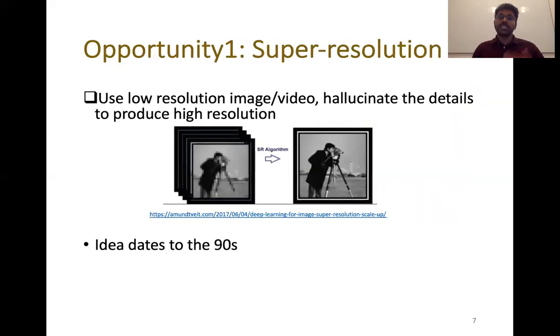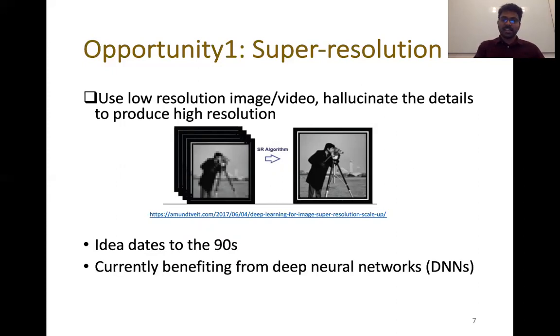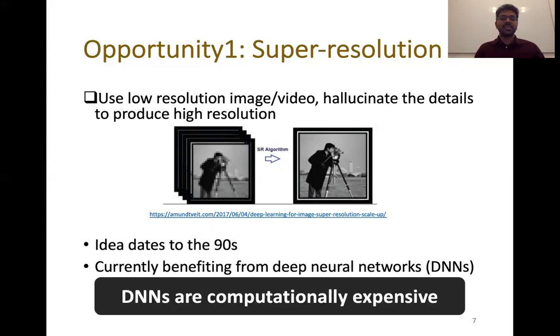One such opportunity that we find here is a concept called super resolution. The key idea behind super resolution is that it takes a low resolution image or video and tries to add some details to produce high resolution content. Although the idea is old and goes back to the 90s, it is getting more and more attention because of the recent computer vision techniques based on deep neural networks, or DNNs. But the problem here is that DNNs are computationally expensive, and they have not been used on mobile devices ever.